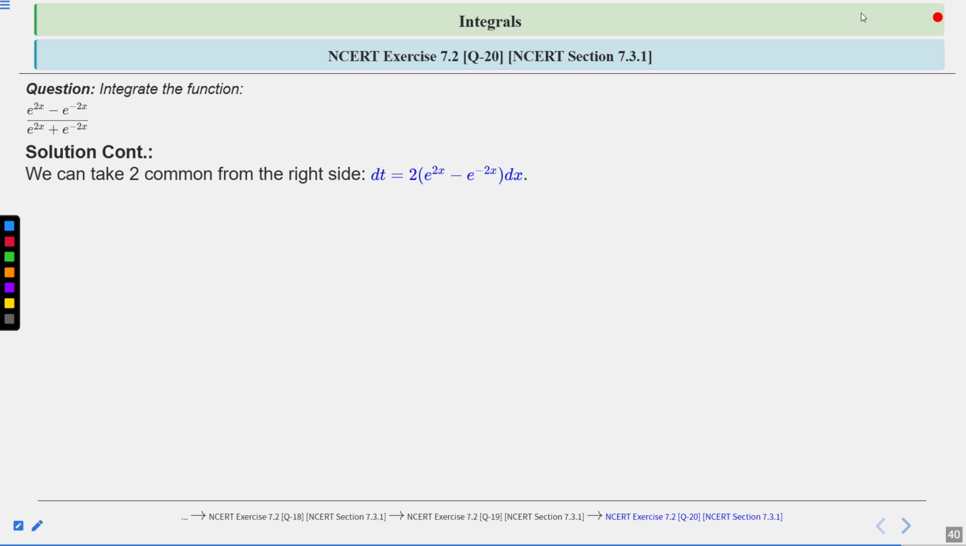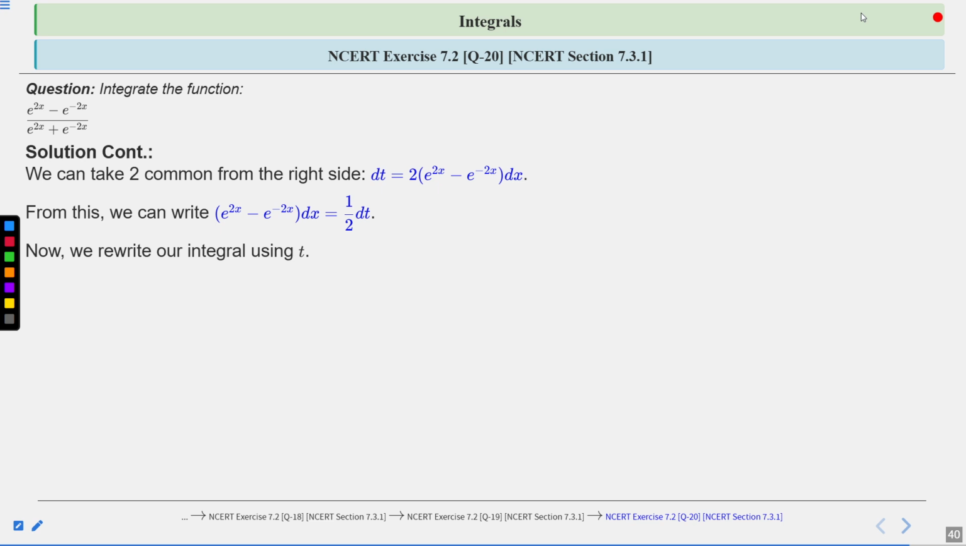Now we can take 2 common from the right side. So dt will be equal to 2 times e to the power 2x minus e to the power minus 2x dx. From this we can write e to the power 2x minus e to the power minus 2x dx will be equal to 1 by 2 dt.